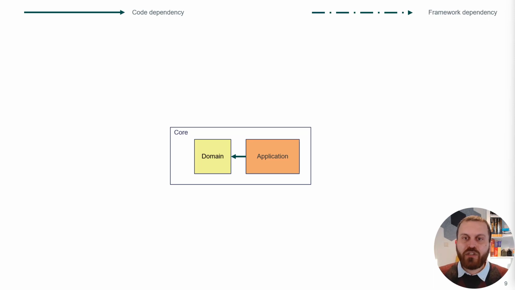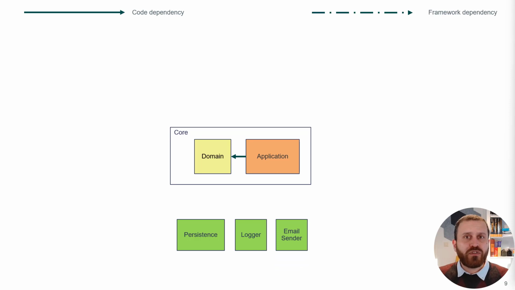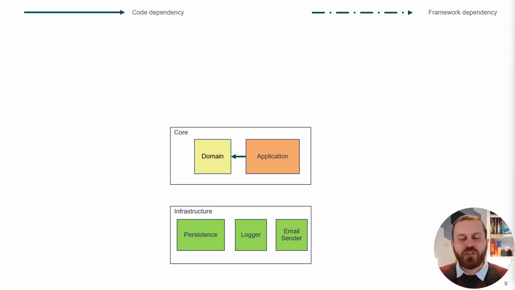And this application is going to use domain, and it has a reference to domain in itself. We have persistent layer. We have another layer for logging. We have another layer for sending emails. We have some other layers for doing the things which are related to the infrastructure. We can wrap them in a logical or physical folder and call them infrastructure. The infrastructure layer projects have dependency to the application and core layer.